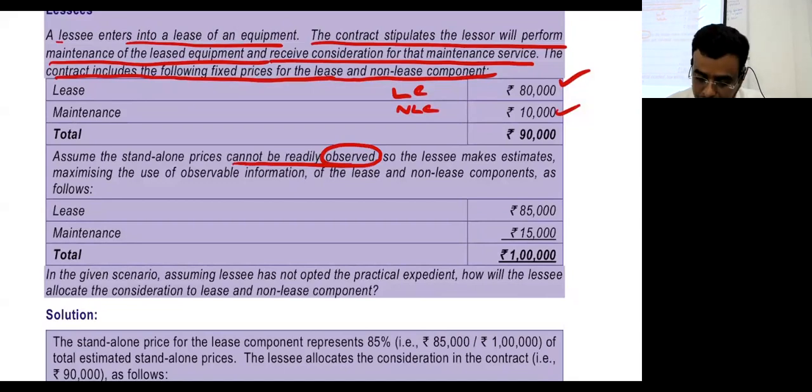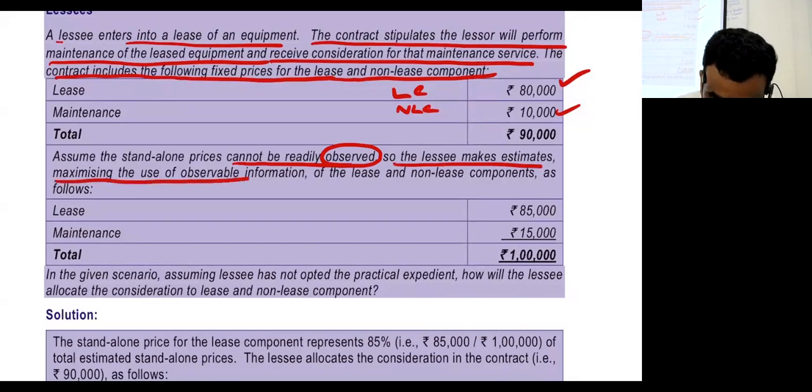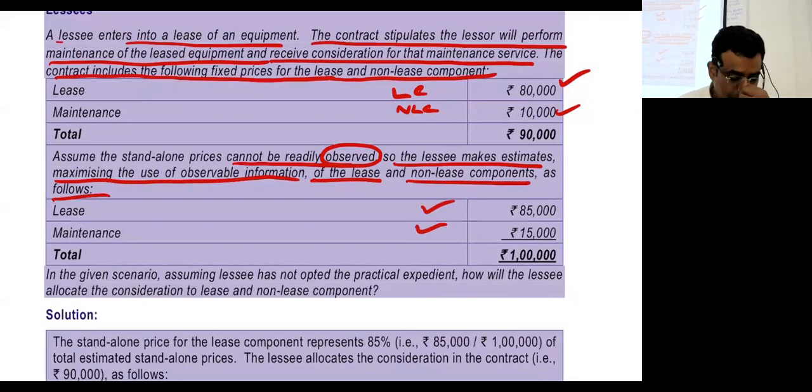Absorbed. So the lessee makes estimates with maximum use of observable information. Are the lease and non-lease components as follows? Lease 85,000, maintenance 15,000, total is 1 lakh.